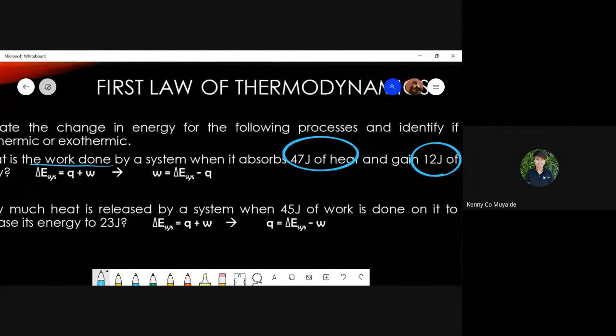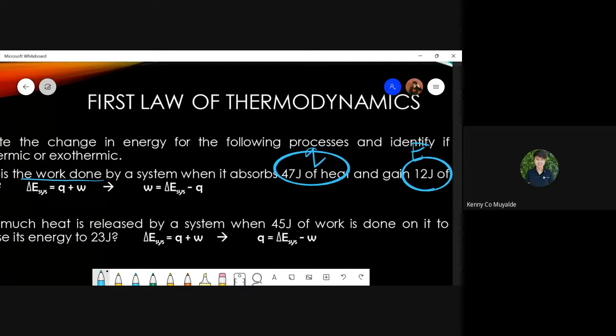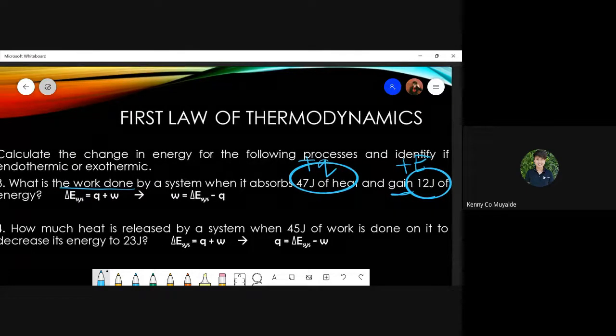So, sinabi dito na ito yung ating Q, ito yung ating energy. The symbol of our heat, dahil inabsorb ng system, the system absorbs the heat. So this will become positive. The sign of our energy, sabi niya dito, gain. So gain means nag-absorb siya, so this is positive. Kapag sinabi naman dito na lose, then magiging negative yung energy natin. Okay?